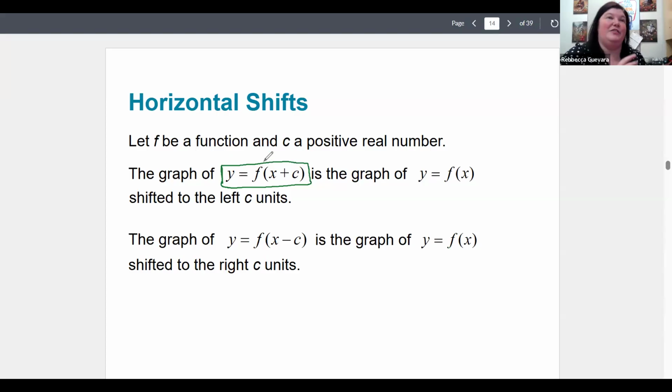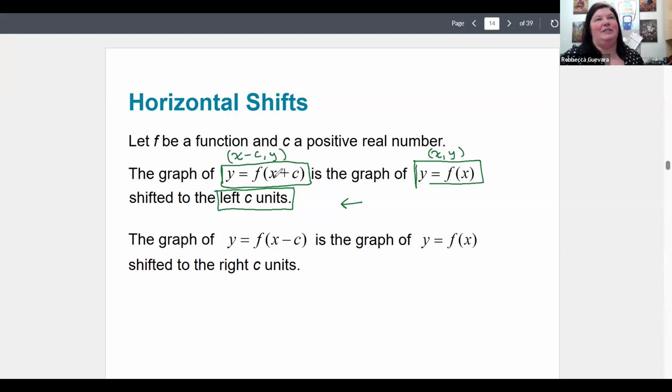y equals f of x plus c is the graph of y equals f of x, except everything is shifted left by c units. That's in a negative direction. It's shifting to the left. We have a point here, x, y. What we get here is a point x minus c, y.